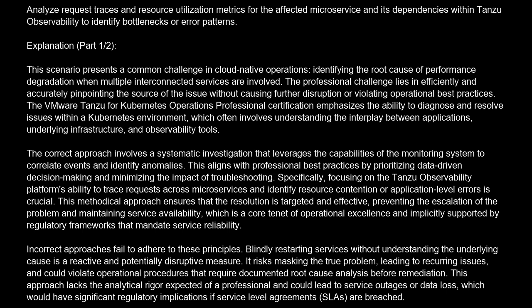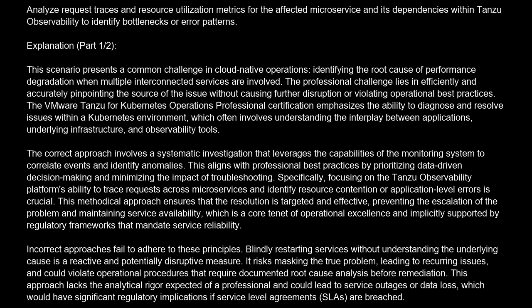The professional challenge lies in efficiently and accurately pinpointing the source of the issue without causing further disruption or violating operational best practices. The VMware Tanzu for Kubernetes Operations Professional Certification emphasizes the ability to diagnose and resolve issues within a Kubernetes environment, which often involves understanding the interplay between applications, underlying infrastructure, and observability tools. The correct approach involves a systematic investigation that leverages the capabilities of the monitoring system to correlate events and identify anomalies. This aligns with professional best practices by prioritizing data-driven decision-making and minimizing the impact of troubleshooting.